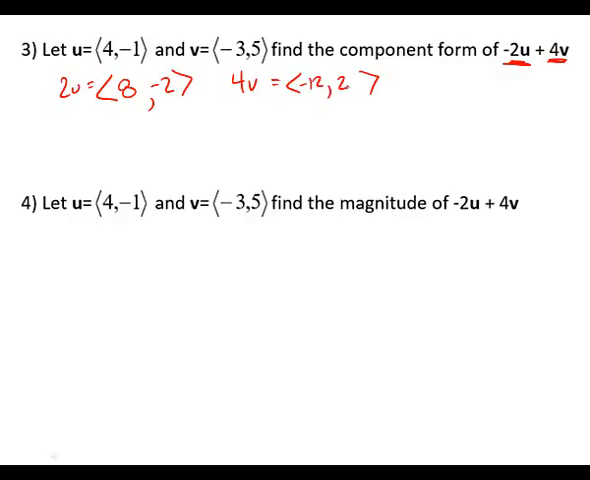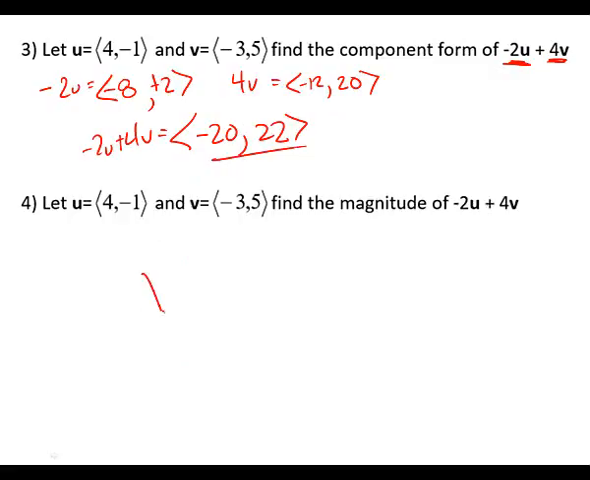Negative 12 and 20. Add them up. Oh, thank you. My sign should have changed, right? Okay, so now add the two vectors together. What do we get? Negative 20 and 22. The other one is the magnitude of that. So basically take this thing, throw it under your square root, right? Figure out that number. Okay?